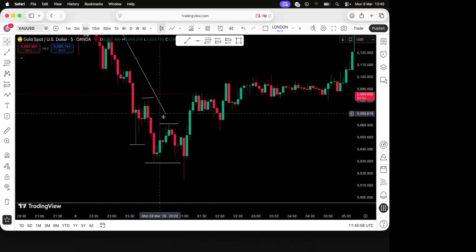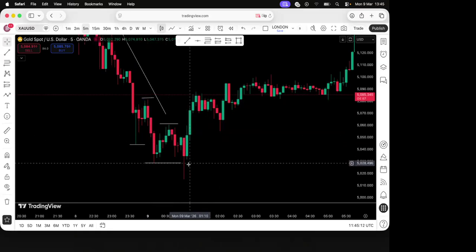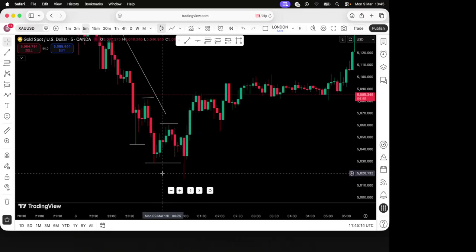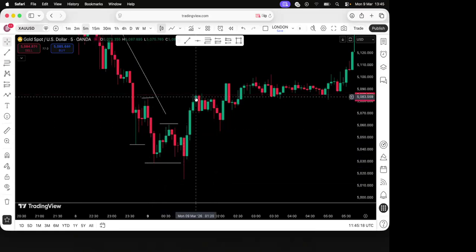We've got our lower highs. We've not created a new lower high, otherwise we'd be underneath. We have swept liquidity and we have pushed to the upside to create a new high here.